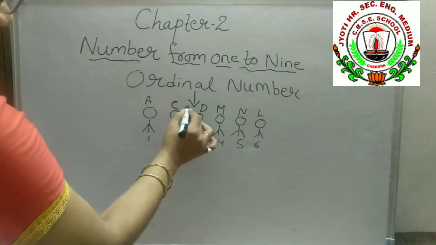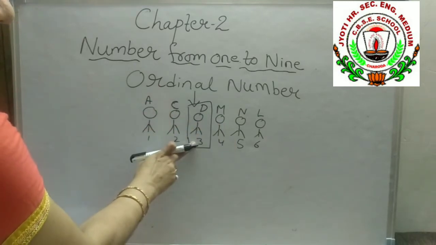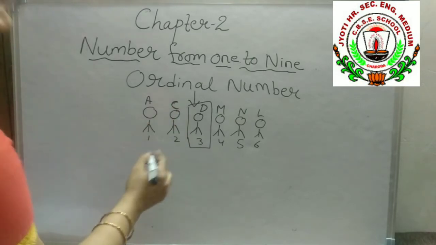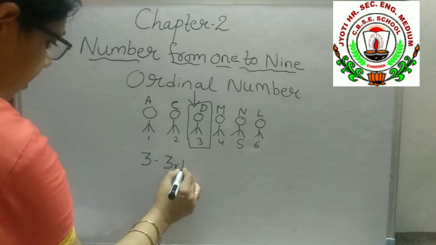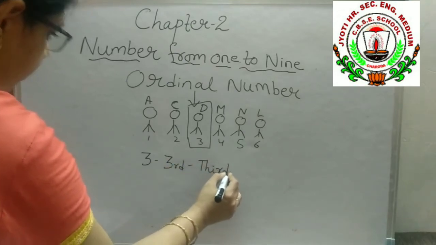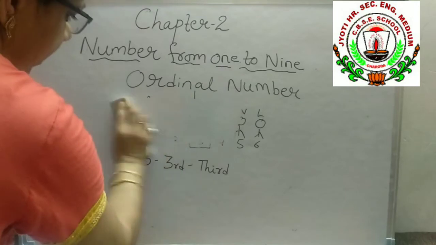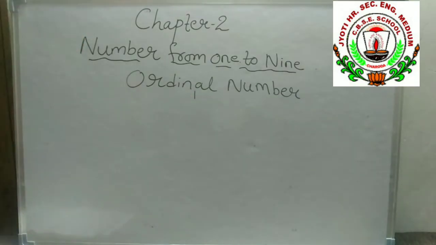If anybody asks you, what is the position of the student D? In which position is he standing? 3. But we will not say 3 in ordinal number, we will say third. Now, before telling this, I am telling you the spelling.